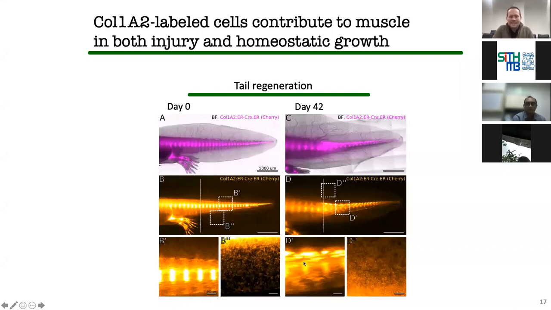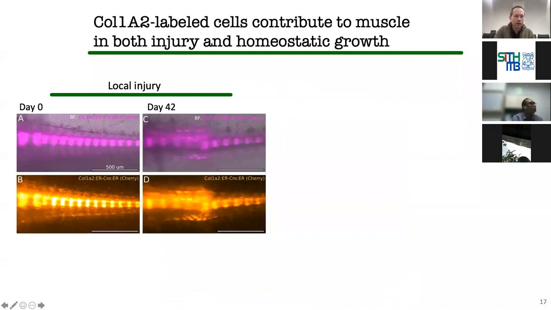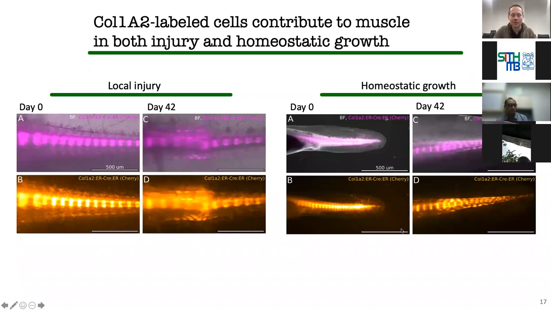So we wanted to know if blastema formation was necessary for the ability of this line to contribute to the musculature. To address this, we switched to a local injury model, which heals without forming a blastema. And as you can see here, upon local injury, 42 days later, the animal has healed, but also there's now a contribution to the musculature. The contribution of these cells to the myotome is therefore not dependent on blastema formation. Furthermore, what's particularly striking, if we leave these animals to just grow and we don't touch them at all, we can even see that in a homeostatic growth condition, these cells can also contribute to the musculature.